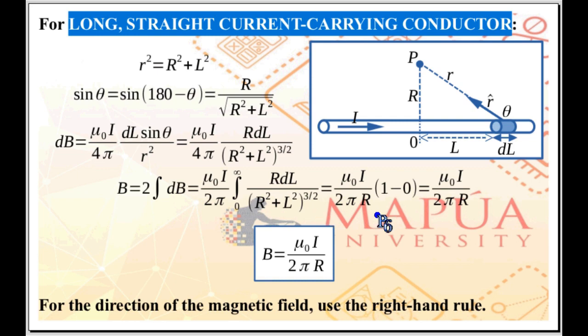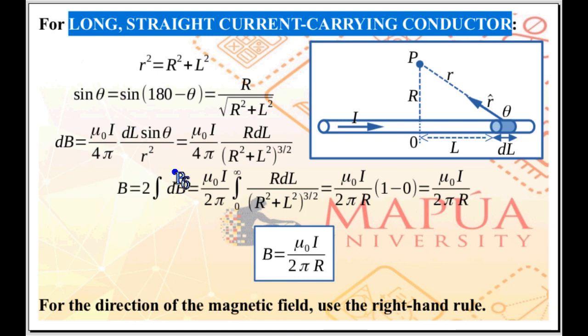Integrating this equation will give you mu naught I over 2 pi r. The magnetic field B at point P has a magnitude given by mu naught I over 2 pi r, where r is the distance between point P and the center or middle of the very long straight current carrying conductor. That is the magnitude of the magnetic field. For the direction of the magnetic field, use the right-hand rule of your cross product.